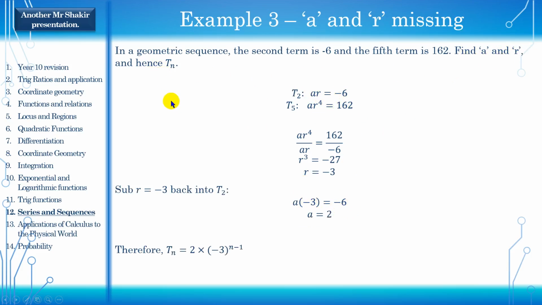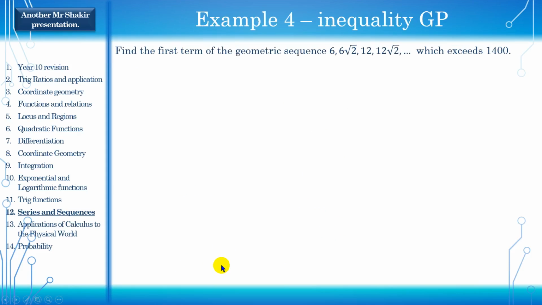What is the nth term? Well, we'll just write it down, easy. The nth term is 2 times -3 to the power of n minus 1. All you need to find the nth term is A and R. We found A and R. So sub it in. There we go, done.